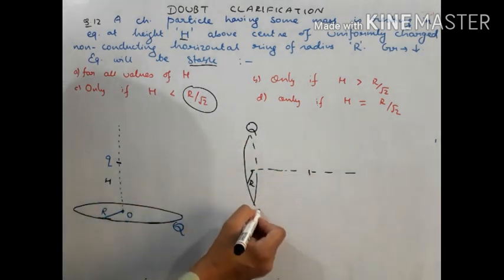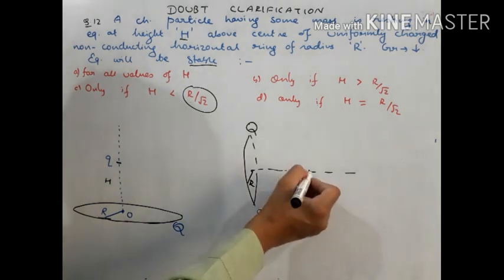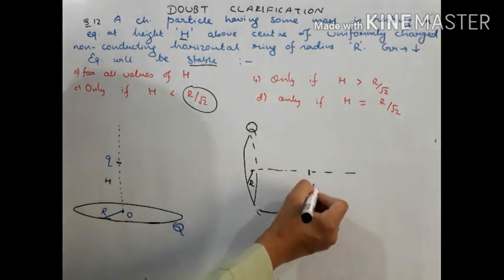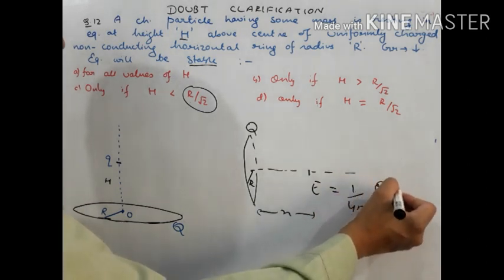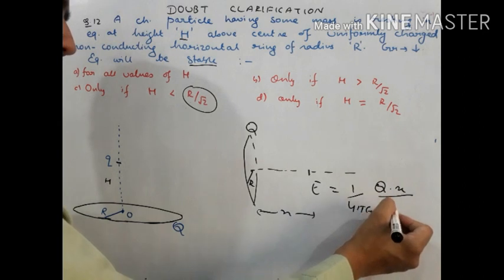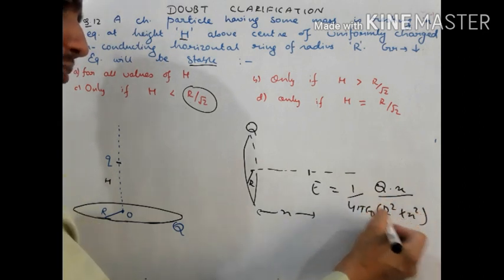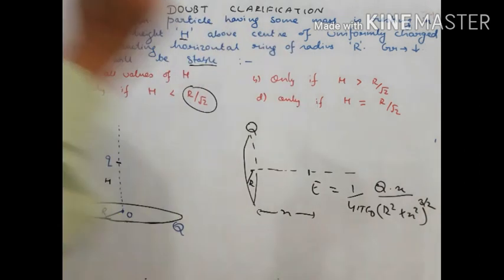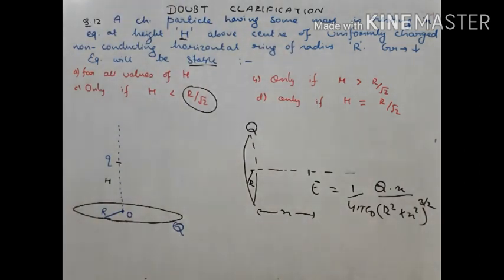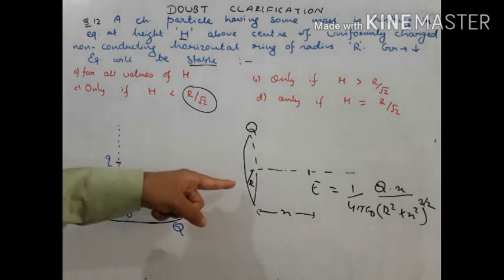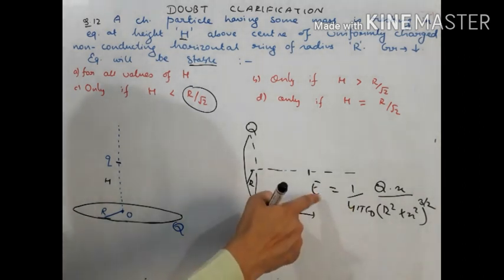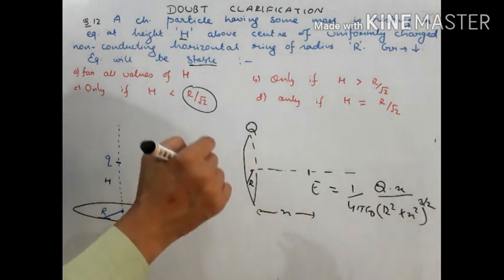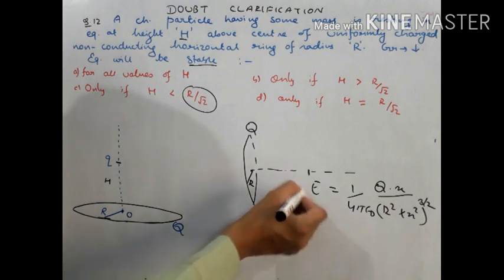if there is a point at distance x, then the electric field at this point was given by the formula 1 by 4 pi epsilon naught, Q times x upon (R square plus x square) to the power 3 by 2. If you have forgotten this formula, I suggest you first do that question. After that I asked you to find the location of maximum value of E. For what value of x is this E maximum?